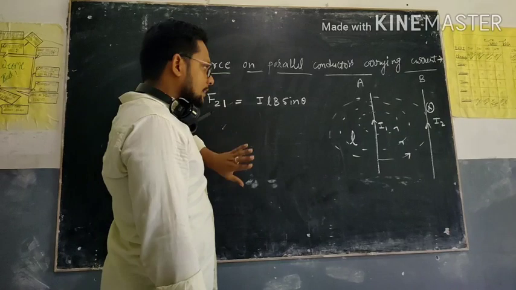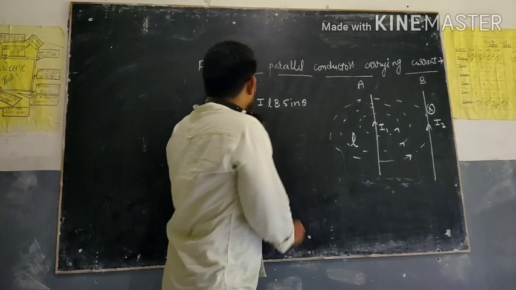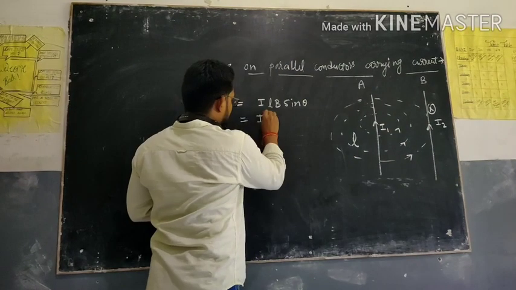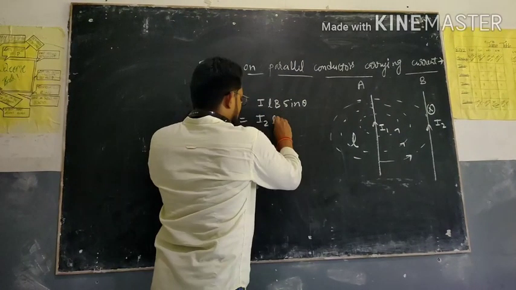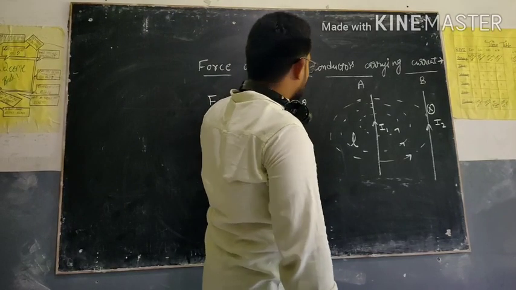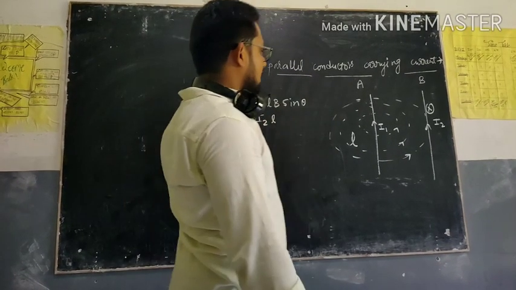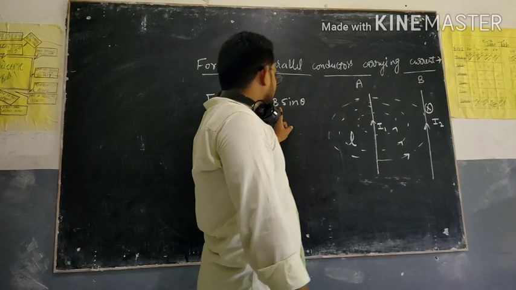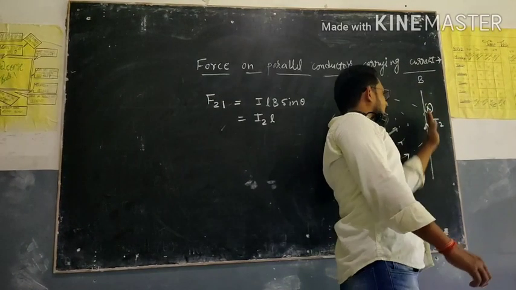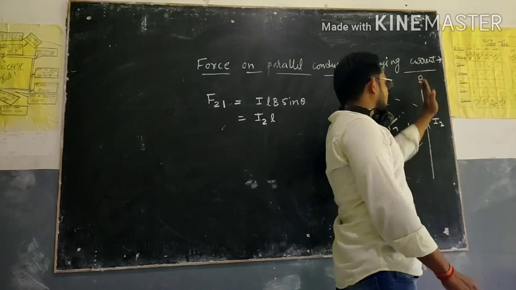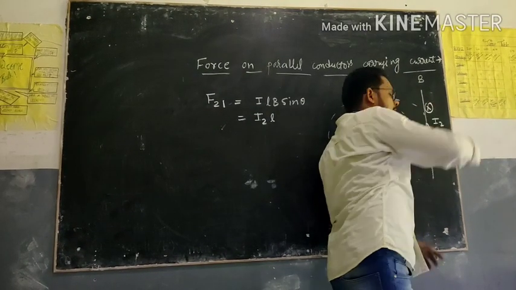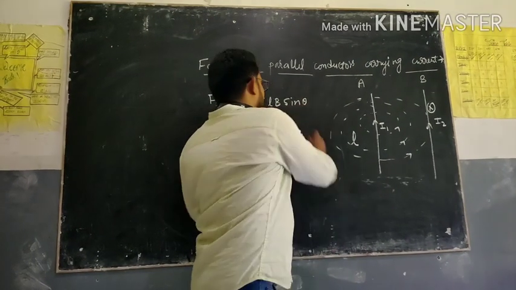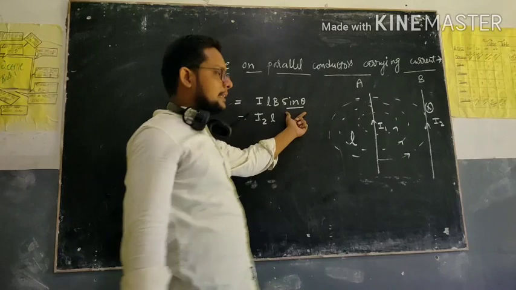Okay, I L B sin theta. Current in the second wire is I2, length is L. We have to write the formula for magnetic field. Before writing the formula for magnetic field, consider this is the conductor. Current is flowing in upward direction and magnetic field is perpendicular to it. So sin theta will become sin 90 and the value becomes 1 for sin theta.